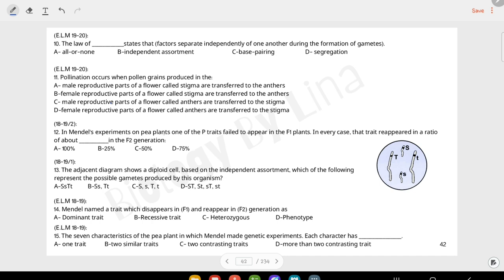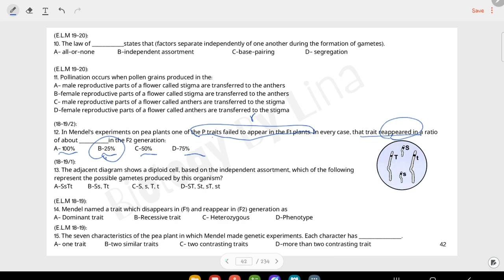Now, in Mendel's experiment on pea plants, one of the pea traits failed to appear. Which one failed to appear in the F1 generation? It's the recessive trait. In every case, this trait reappears in F2. When it reappears in F2, does it appear at a ratio of 100%, 25, 50, or 75? It's 25 because here we talk about recessive.